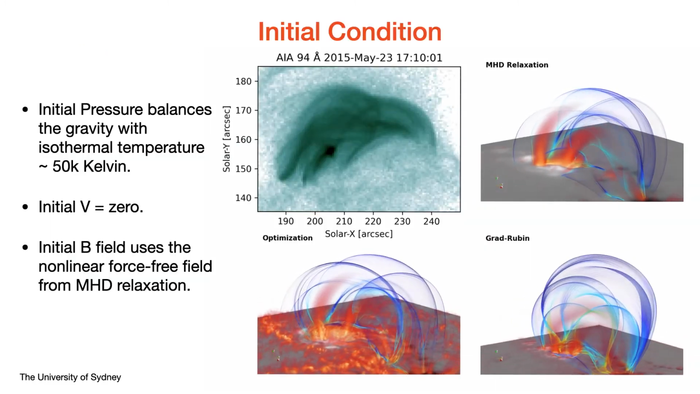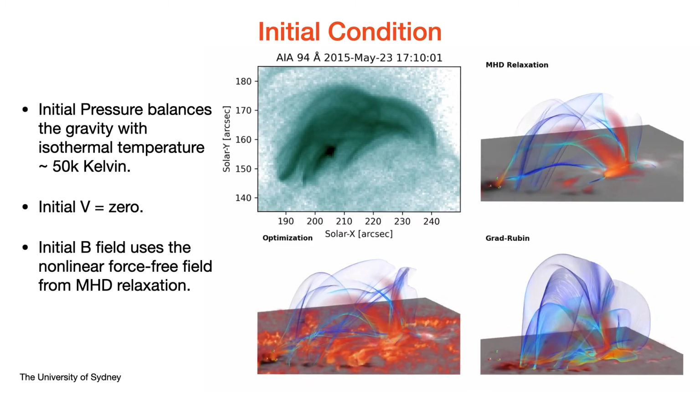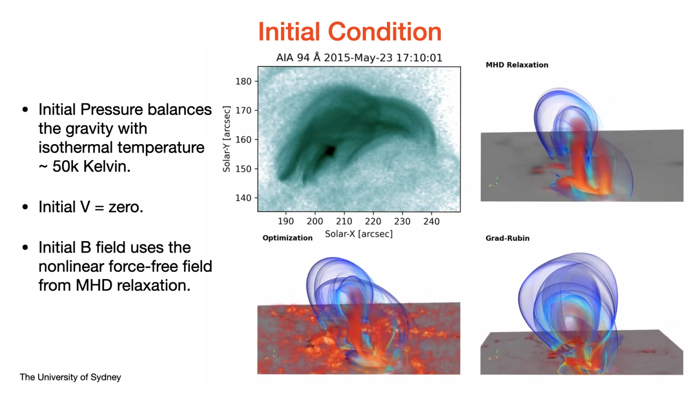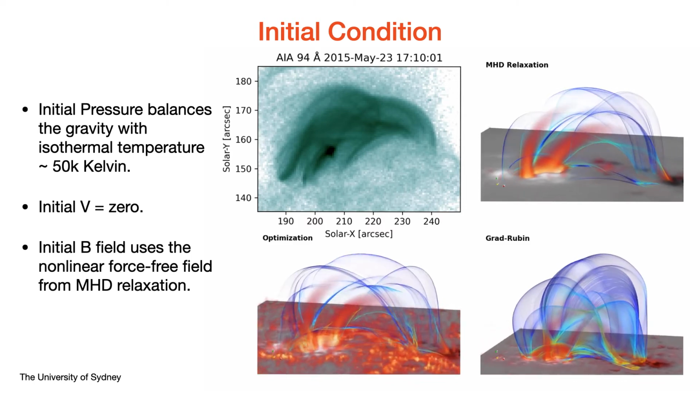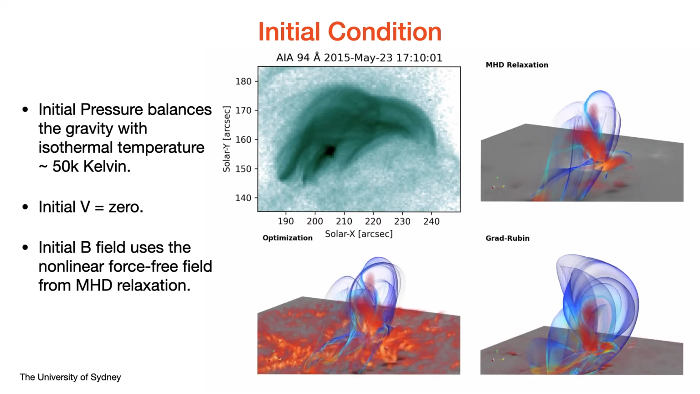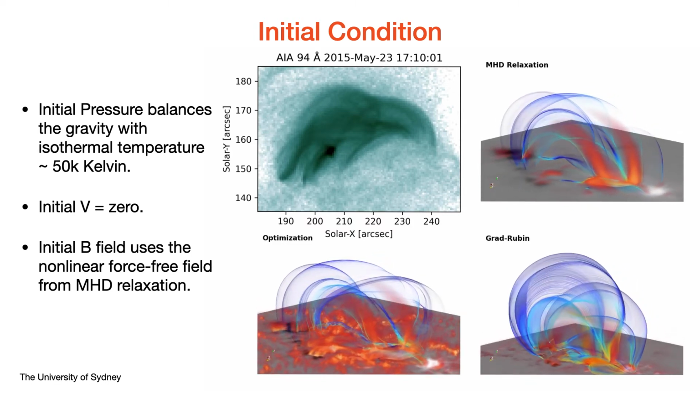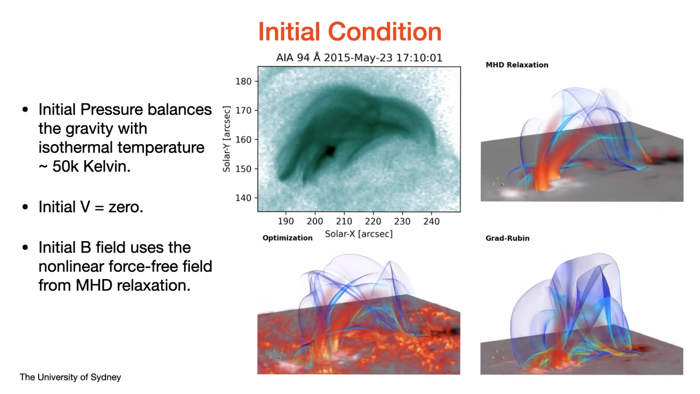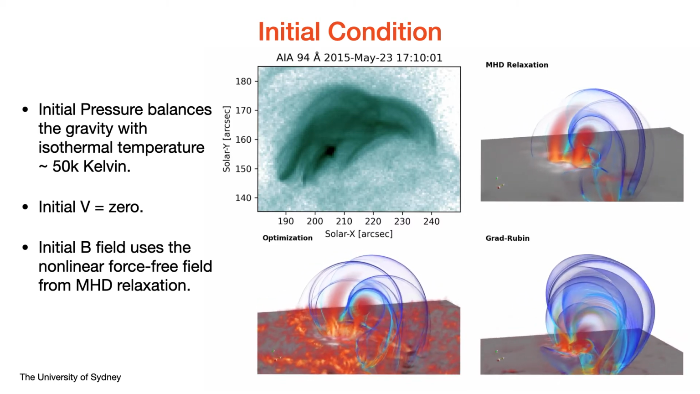We choose to use a data-driven simulation to model this flux rope eruption. Here, we show the initial conditions in our simulation. The initial atmosphere is an isothermal stratified atmosphere, and the initial velocity is artificially set to 0. The most important one, the magnetic field, is assumed using the nonlinear force-free field model.